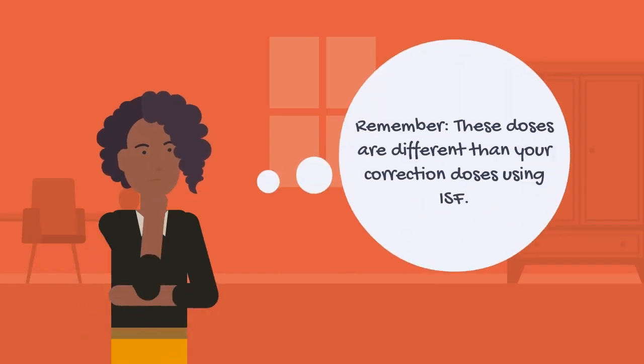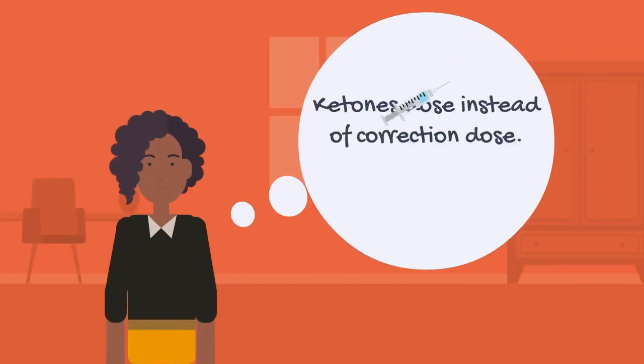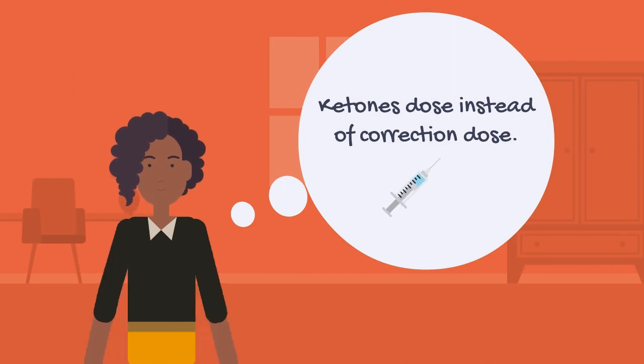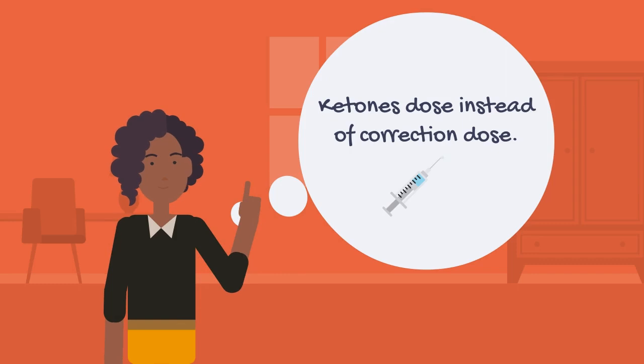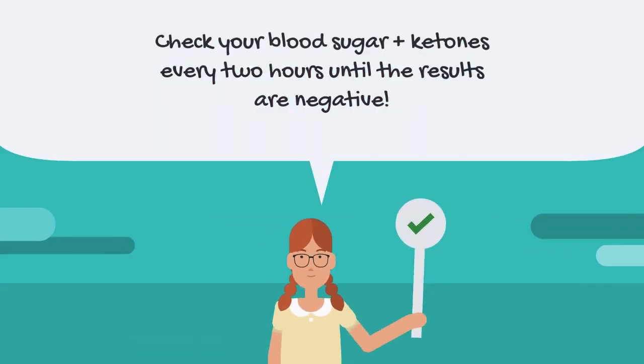It gets a little confusing here, but these doses of insulin are different than your correction doses using ISF. So, we will give these ketones doses instead of a correction dose for your high blood sugar number. You want to make sure you check your blood sugar and ketones every 2 hours until ketones are negative.